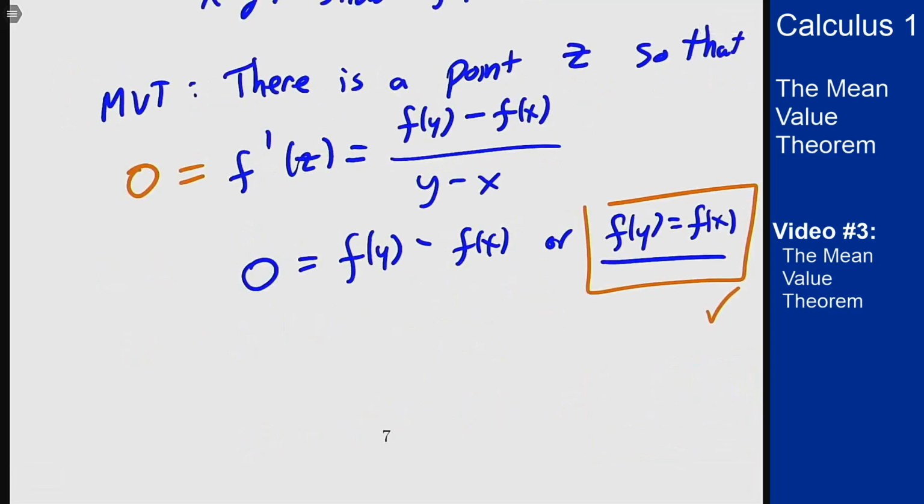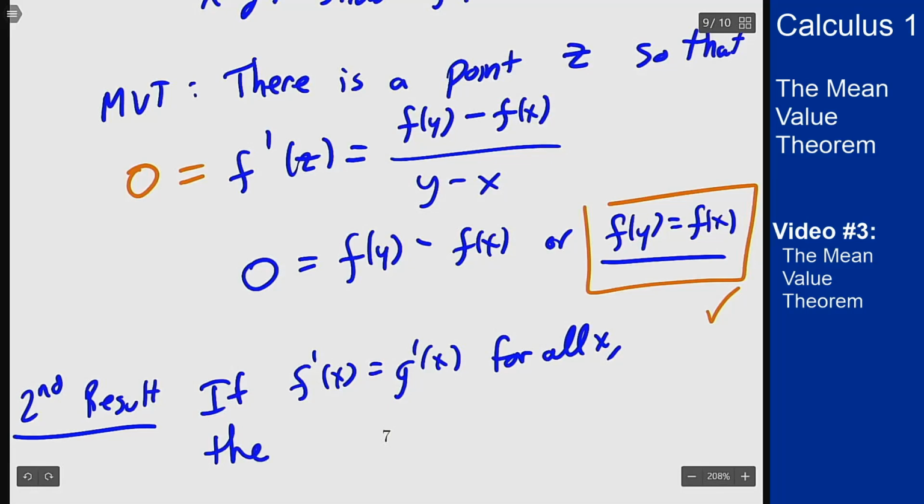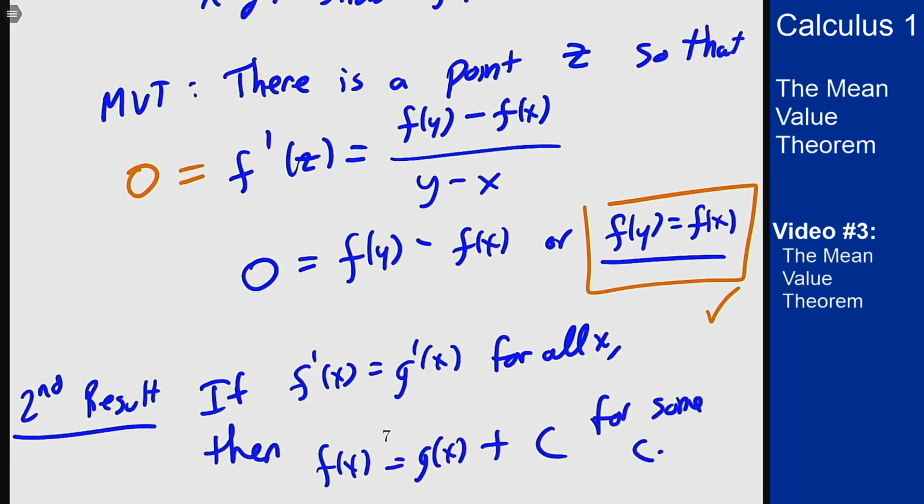A second result in this line is the fact that if f prime of x equals g prime of x, if they have the exact same derivative values for all x, then f of x is the same thing as g of x up to a constant c. This basically comes from applying the result above to the difference between f and g. That'll become useful later on when we get to talking about integrals.